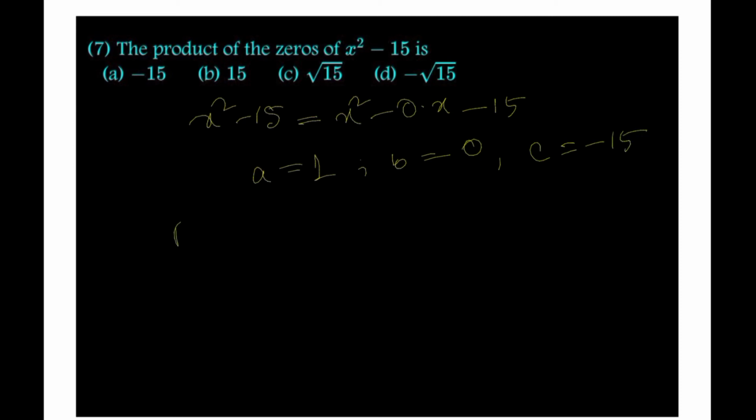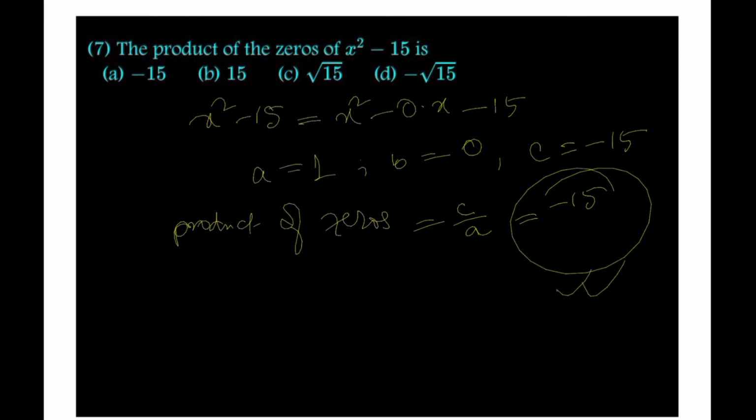Now the product of its zeros will be C by A, and here C is minus 15 and A is 1. So minus 15 itself is the answer. So here option A is minus 15, so that will be the answer. Now moving on to the next question.